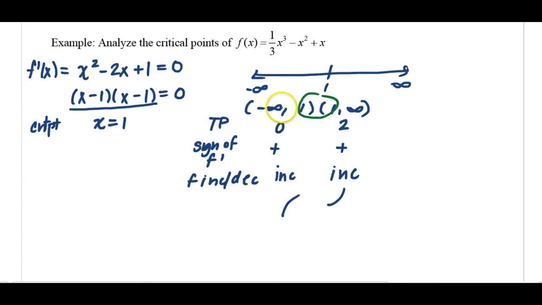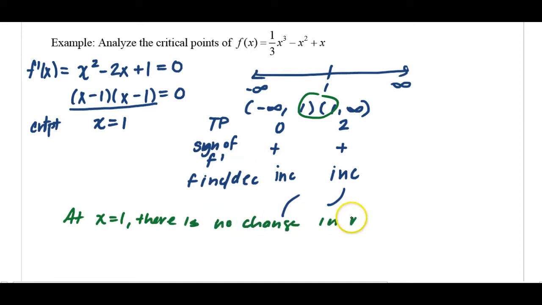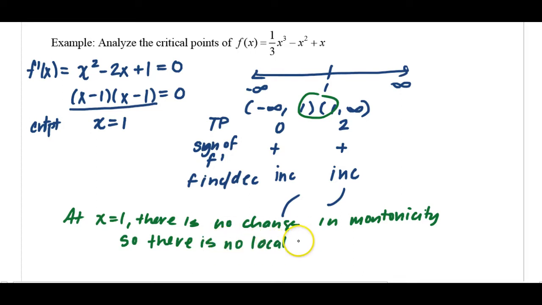So at that location where I changed from interval to interval at that x value 1, if there's no change in monotonicity from either increasing to decreasing or decreasing to increasing, if it stays the same monotonicity, then there is no local max or local min. So at x equals 1, there is no change in monotonicity. So there is no local max or local min at f of 1.